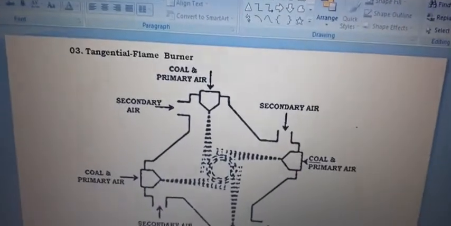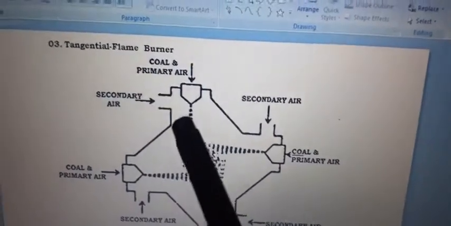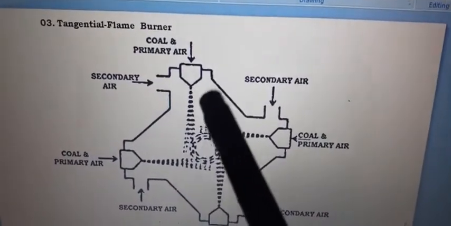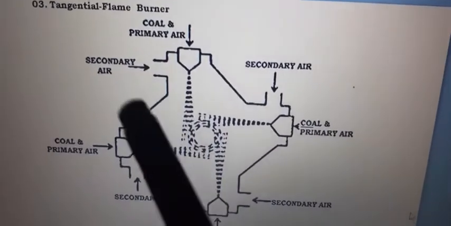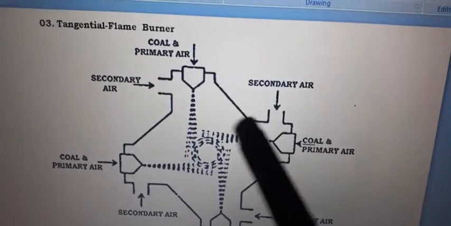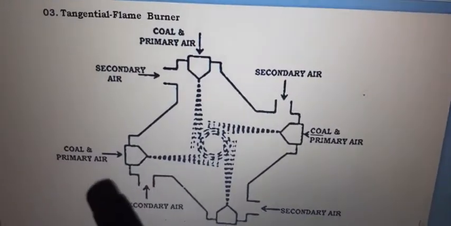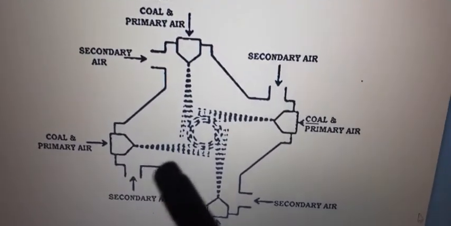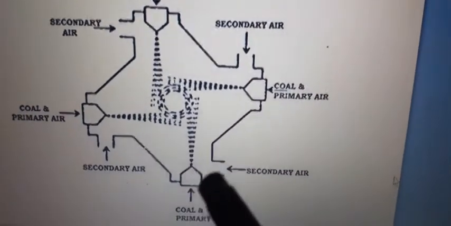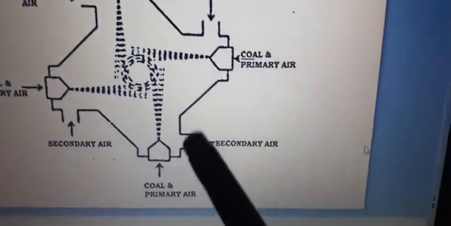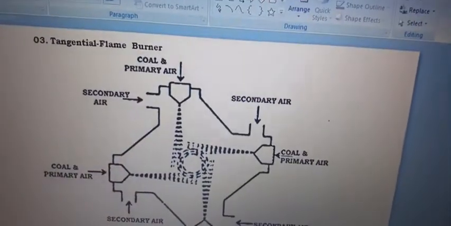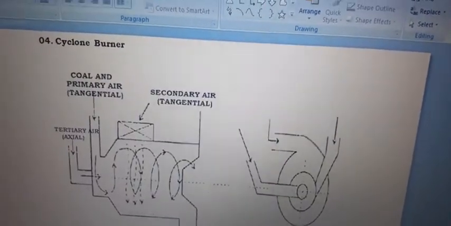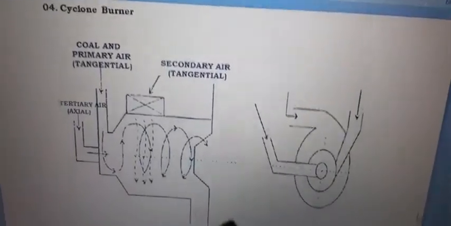The third one is the tangential flame burner. In that, coal and primary air are fed, and on both sides you can see the secondary air inlets. When the coal and primary air are fed, this is the tangential flame burner. And the next one is the cyclone burner.